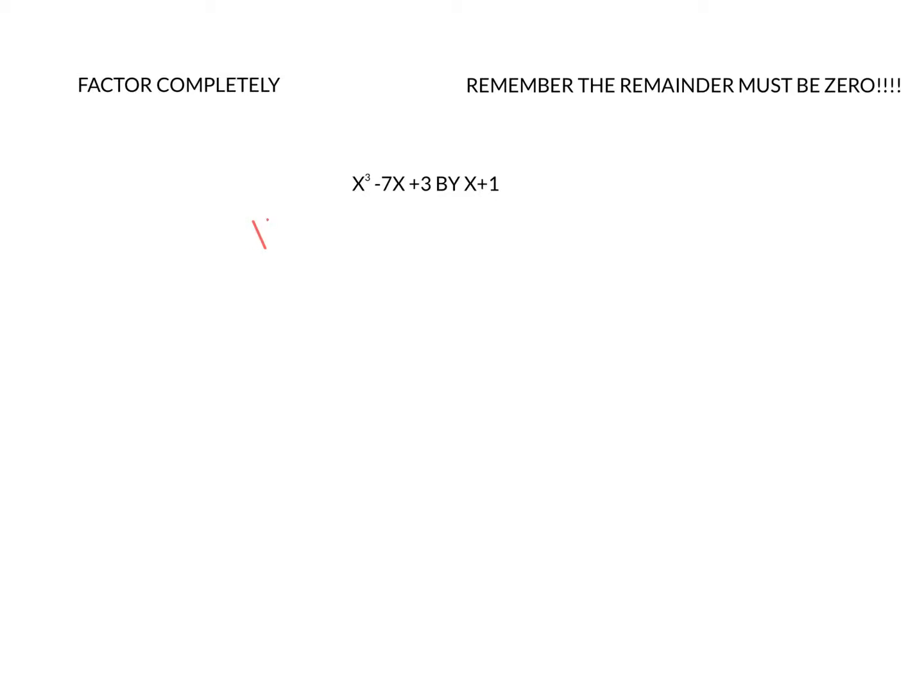So this problem should now read x cubed plus 0x squared minus 7x plus 3. That's how this problem should read, and we're going to divide it by x plus 1. So now that I've got my gap filled, because I now can go 3, 2, 1, 0, let's get the coefficients: 1, 0, negative 7, 3.